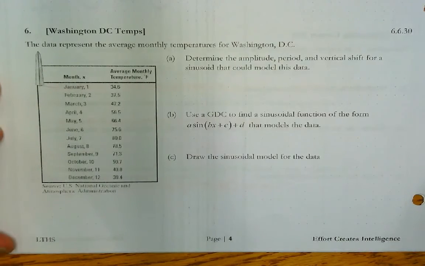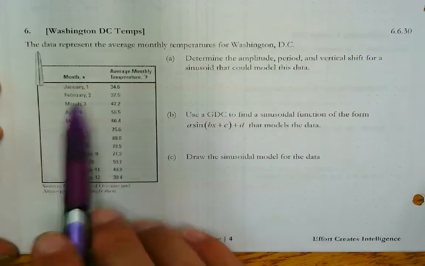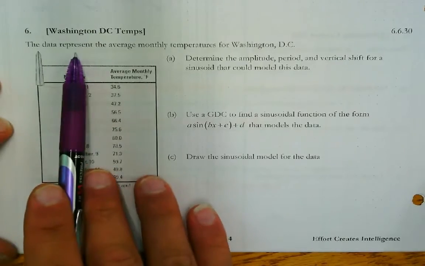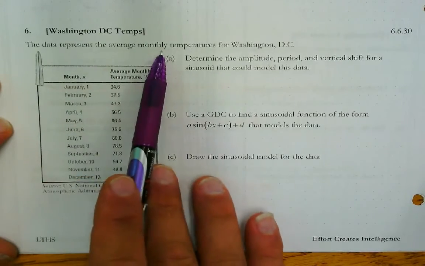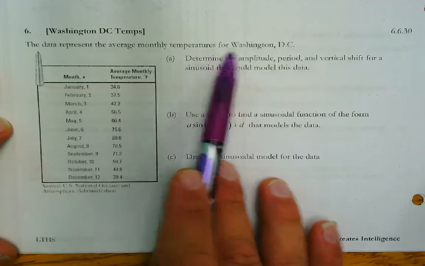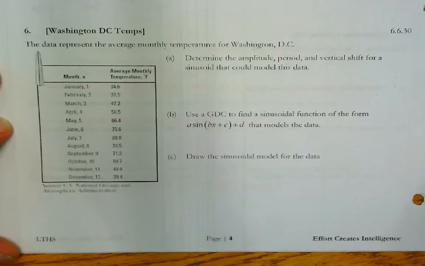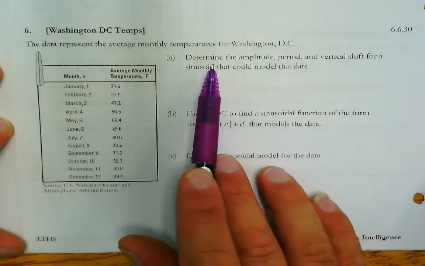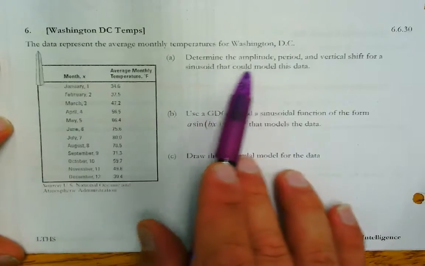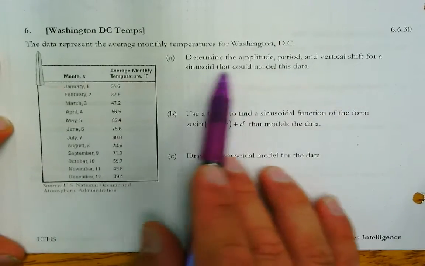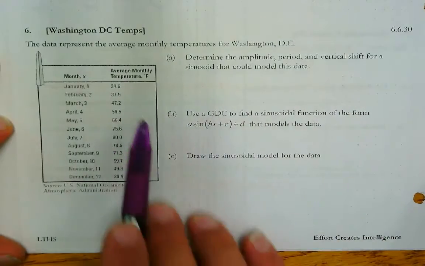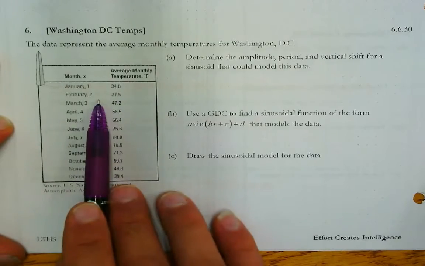Hello, welcome. Today we're going to be looking at representing the average monthly temperatures for Washington, D.C. with a sinusoid using our calculator. Okay, so here we're asked to determine the amplitude, period, and vertical shift for a sinusoid that could model our data, and our data is listed here.